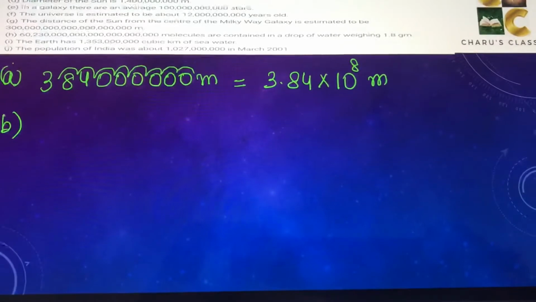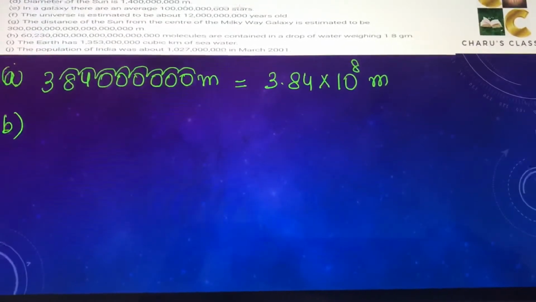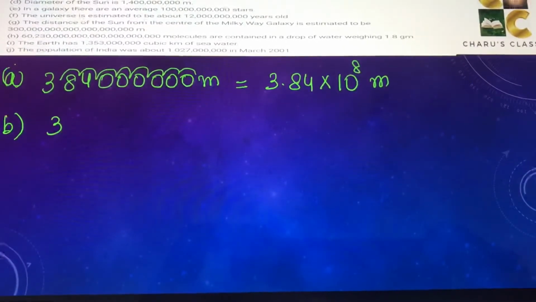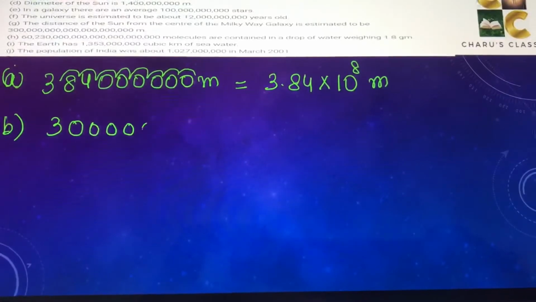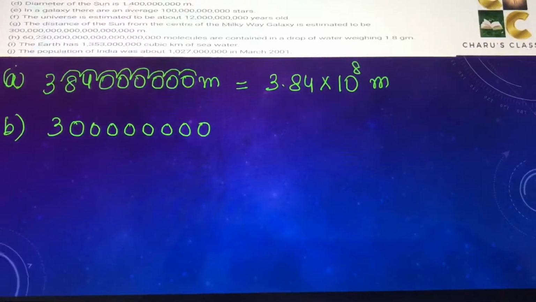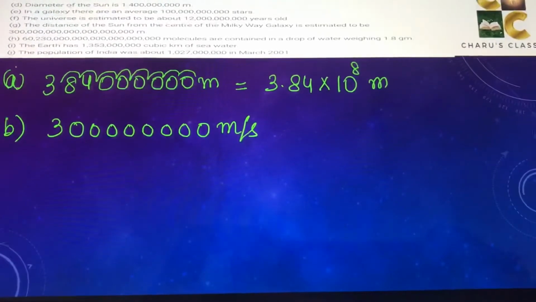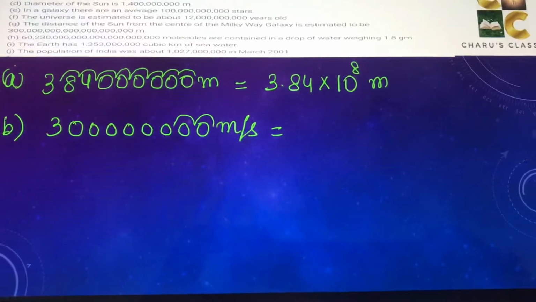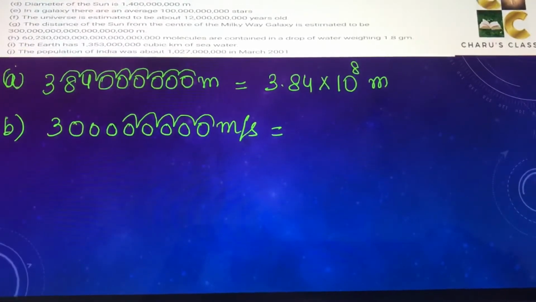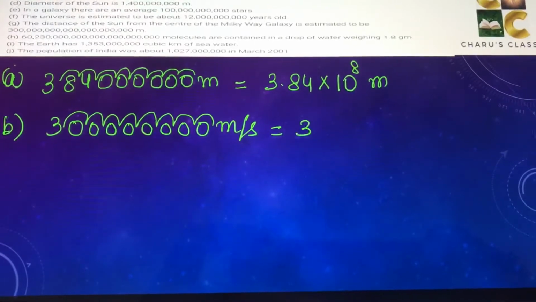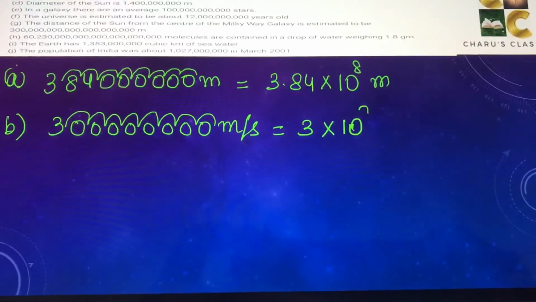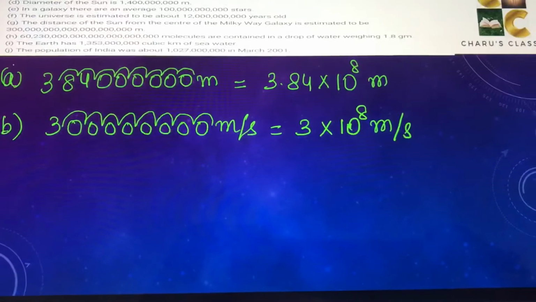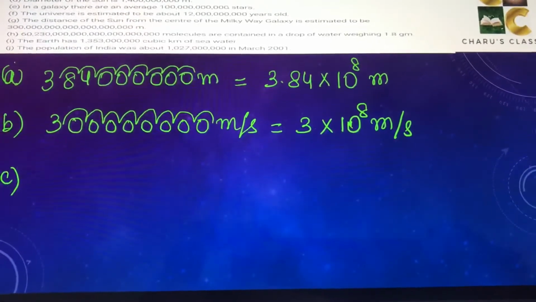B part, speed of light in vacuum is 3 followed by 8 zeros. This much meters per second. So here when we shift the decimal, we are shifting 1 2 3 4 5 6 7 8. 3 into 10 to the power 8 meters per second.